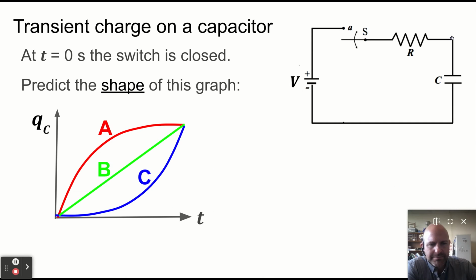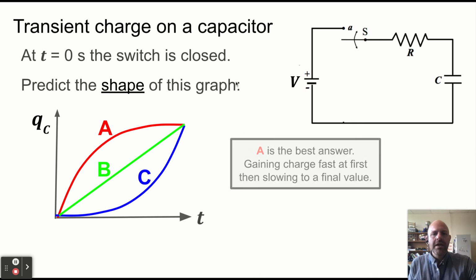As it turns out, if you were to charge up a capacitor, we might ask ourselves which of these graphs is the most logical shape. B would indicate that it goes at a constant rate. C would be it starts out slow and speeds up, and A would be it starts out fast and slows down. The way to think about this is, is it easier or harder to put charge onto the capacitor at the beginning or end, or does it not change at all?